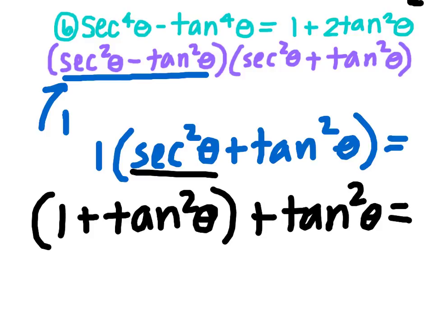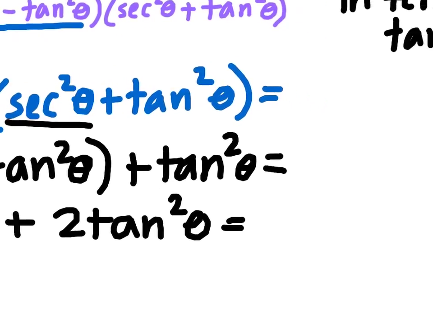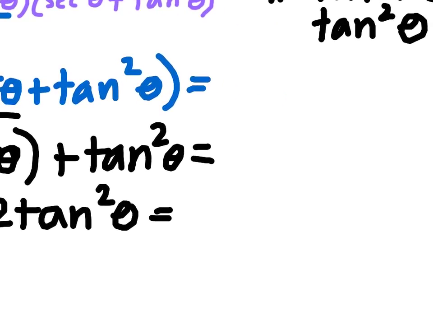And all this idea of the secant squared being equal to 1 plus tan squared and secant squared minus tan squared equals 1, those all relate back to our Pythagorean identity. The better we know our identities, the easier these get. Now if we look at this, I can just add my like terms together. So I get 1 plus 2 tan squared, and that's what the other side of our equation is equal to. So I'm going to write equals 1 plus 2 tan squared.